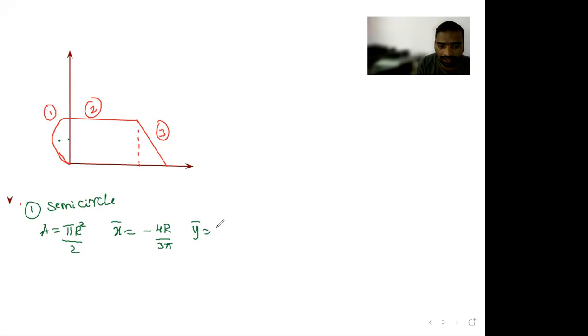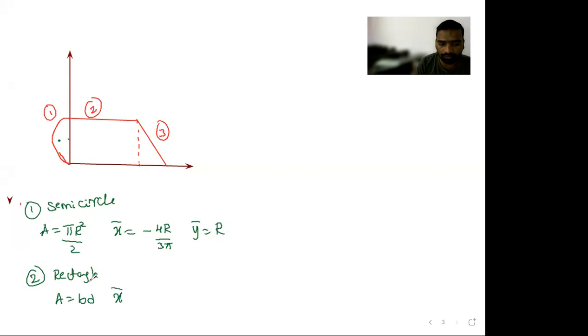So that is 2r. r value, y bar. Is it okay, everyone? Yes, sir. Next, second value. Second is what? Rectangle. Okay. So what will be the formula for rectangle? Base into height. Okay, or B into H or B into D.